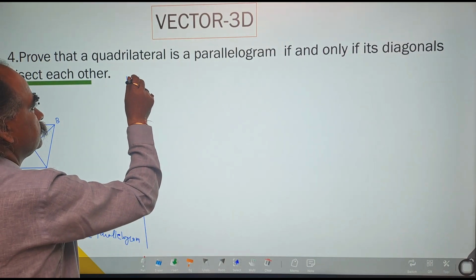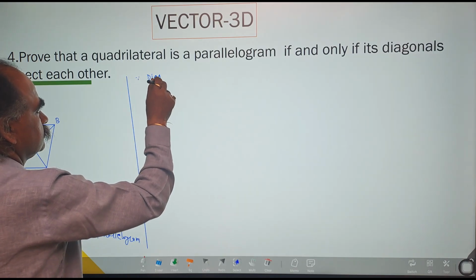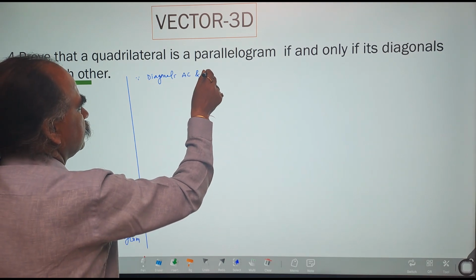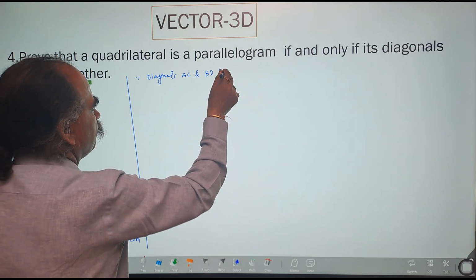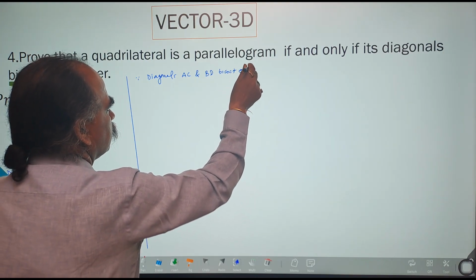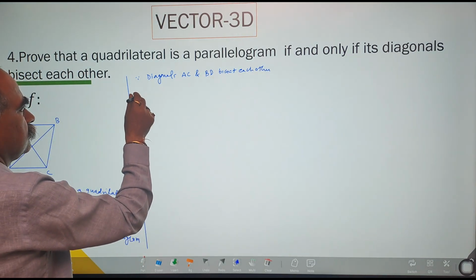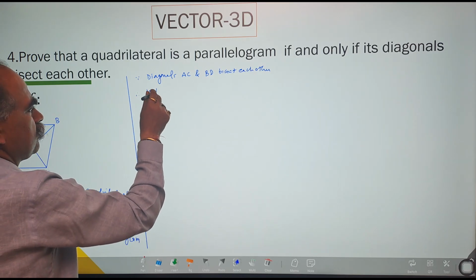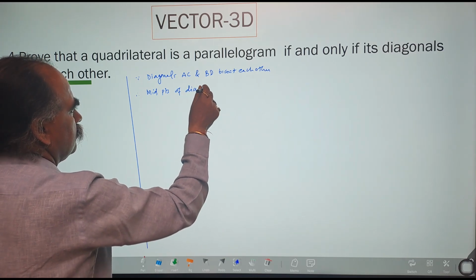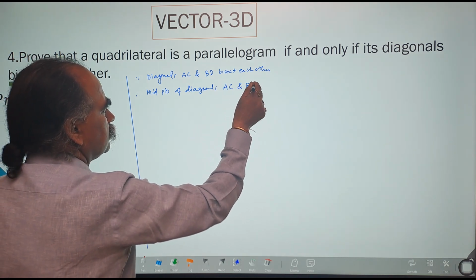since diagonals AC and BD bisect each other, therefore the midpoint of AC and BD will be the same.